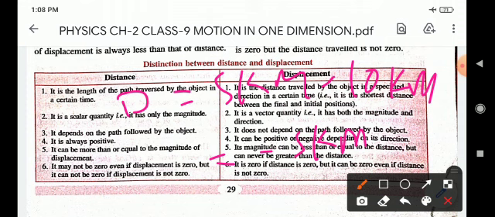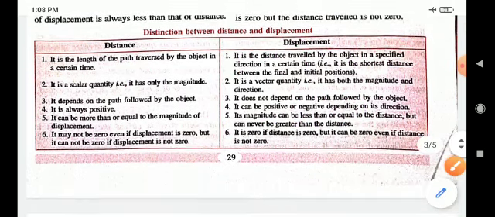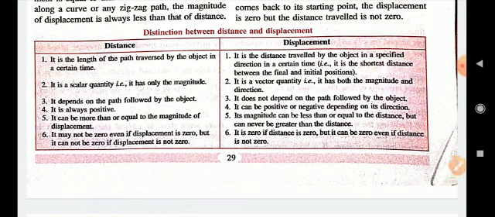Distance is equal to 15 kilometer. It has a positive value, but displacement is a negative value because it represents the direction. Okay children, distance can be more than or equal to the magnitude of displacement. The magnitude of displacement can be less than or equal to the distance but can never be greater than the distance.